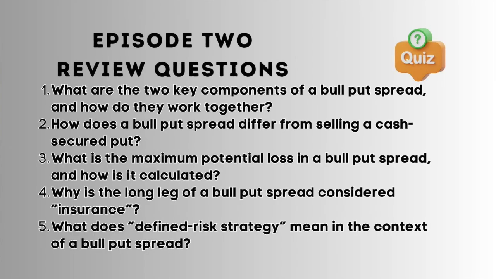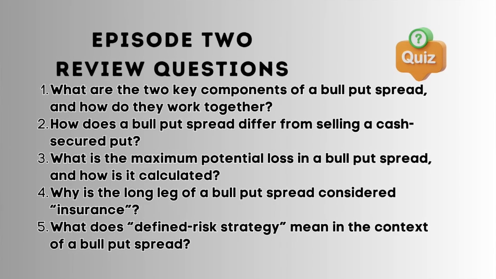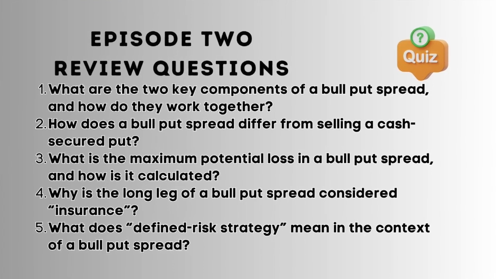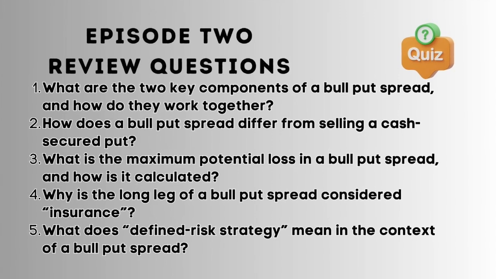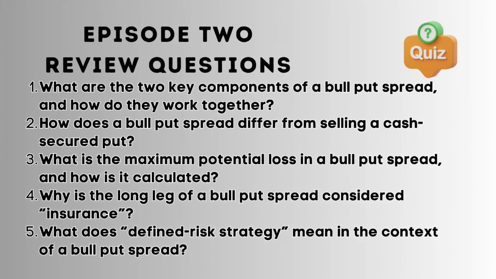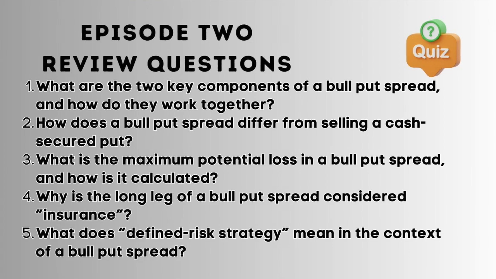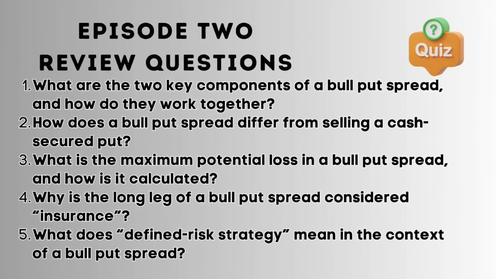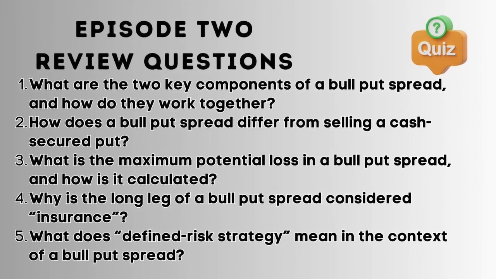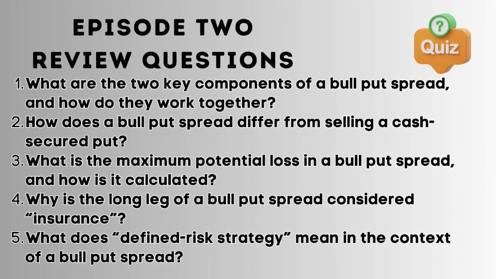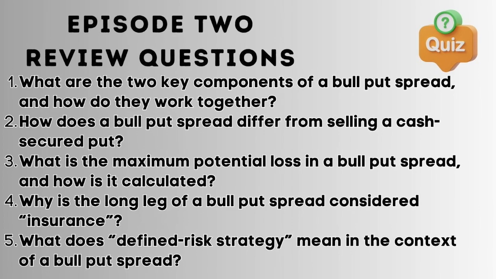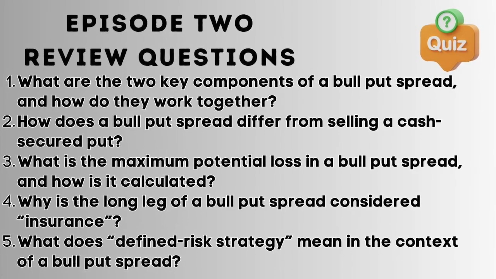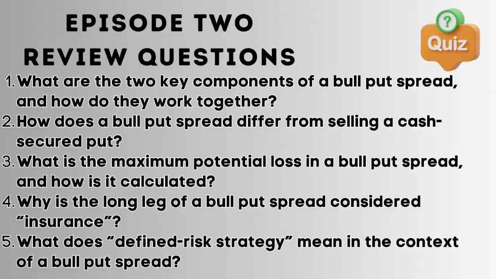What are the 2 key components of a bull put spread and how do they work together? How does a bull put spread differ from selling a cash secured put? What is the maximum potential loss in a bull put spread and how is it calculated? Why is the long leg of a bull put spread considered insurance? What does defined risk strategy mean in the context of a bull put spread?